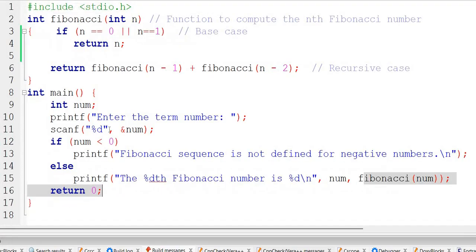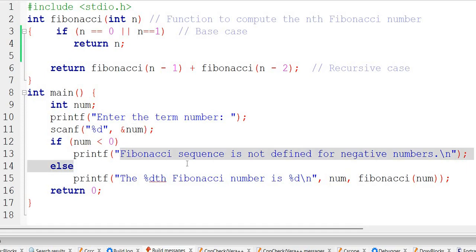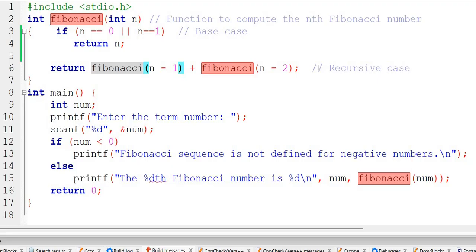Now you can see the Fibonacci series here also. Int main. So I consider a number, enter the number, and you can read that number. If number is less than 0, that is a negative number, Fibonacci sequence is not defined for negative number. Else, you can enter any positive value, then you can call this Fibonacci function. So here you can see Fibonacci int n: if n equal to 0 or n equal to 1, return n. Otherwise return Fibonacci n minus 1 plus Fibonacci n minus 2. This is the recursive case. So n equal to 0, n equal to 1, return n. This is the base case.